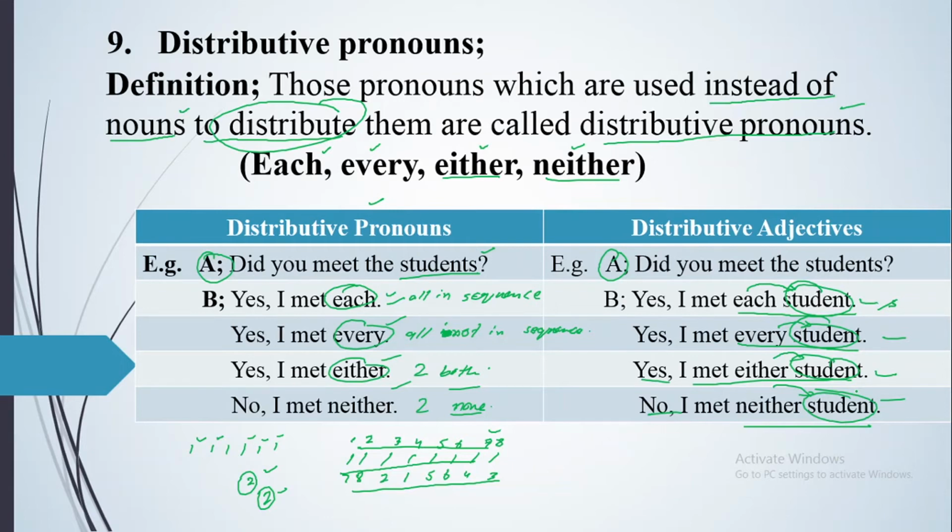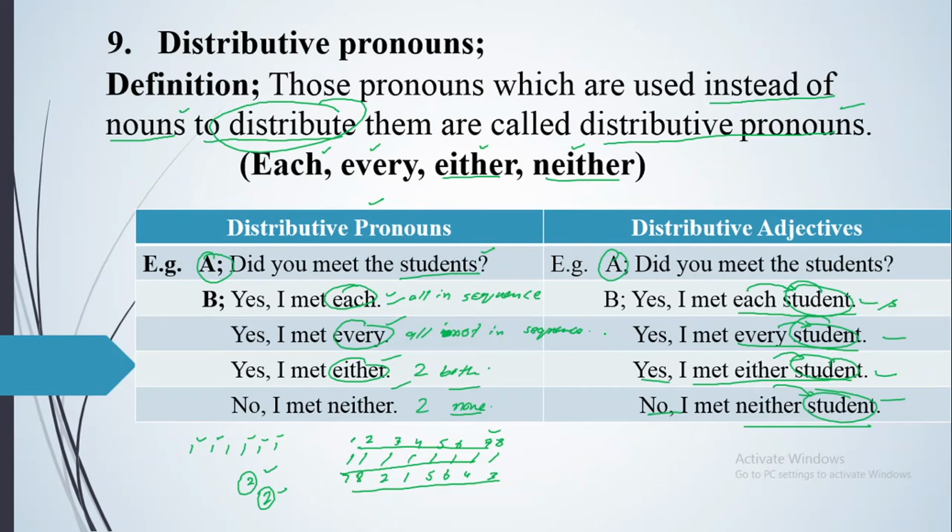If after any word there is a noun, mostly the first one will be called an adjective. In rare cases it might not be, like we'll study in further lectures, but that should be in your mind. I met each student, I met every student, I met either student, I met neither student. So each student means all in sequence, one by one, to distribute them, to divide them. That is known as the distributive pronoun.